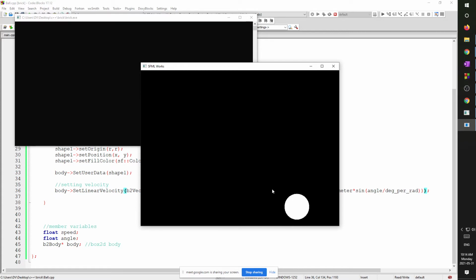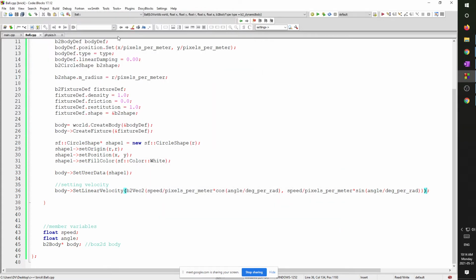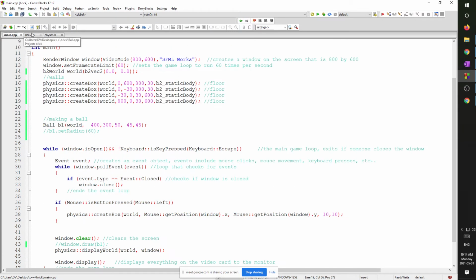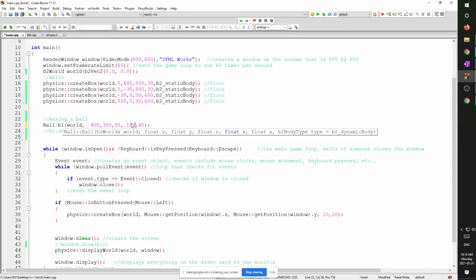It's really slow too. But that's okay. It's actually moving at 45 pixels per second. Now I just give it a normal speed, like 150 pixels per second. I'm just going to set this to 90 just to make sure.